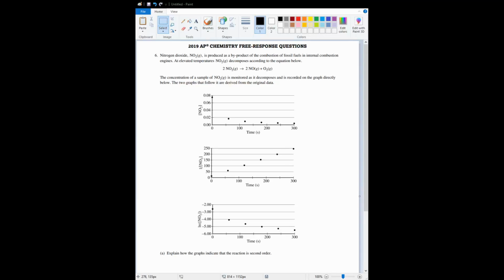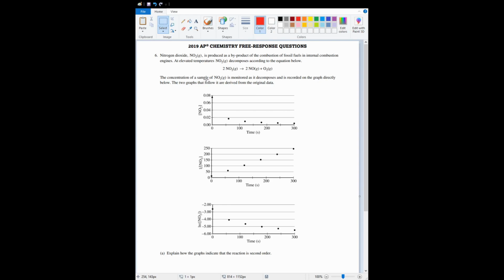So here we are looking at the 2019 AP Chemistry FRQ question 6. It states that nitrogen dioxide, NO2 gas, is produced as a byproduct of the combustion of fossil fuels in internal combustion engines. At elevated temperatures, NO2 gas decomposes according to the equation below. 2NO2 gas goes to 2NO gas plus O2 gas.